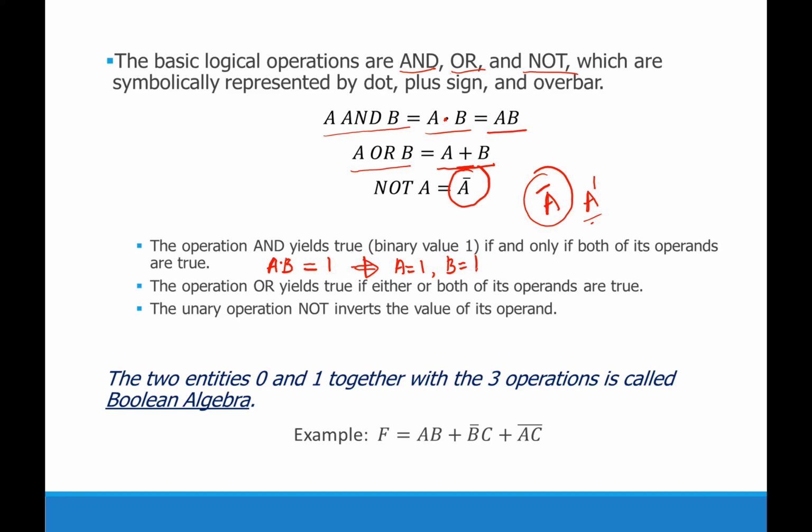Now if we take the second operation, the OR operation, tell me how we get a true value after applying the operation to two inputs A and B. Here we have the same variables A and B. The answer is equal to 1, and remember that this happens if either or both of its operands are true. So if both are equal to 1, what's the answer?